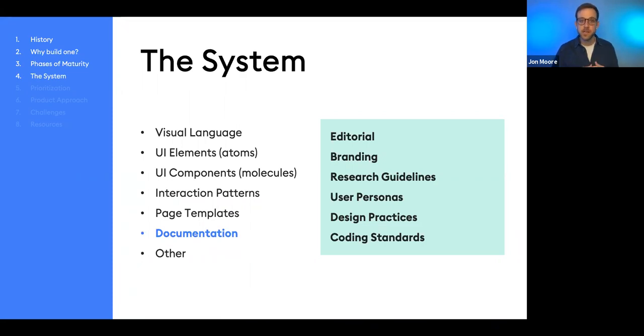So documentation. This is everything around editorial documentation, and this is maybe outside of the product itself. So what do our blog articles look like? What do they sound like? How are we writing externally and sharing our thought leadership? Branding documentation, research guidelines for when you're going out and pursuing different research participants and different types of users to answer questions for maybe new and upcoming features.